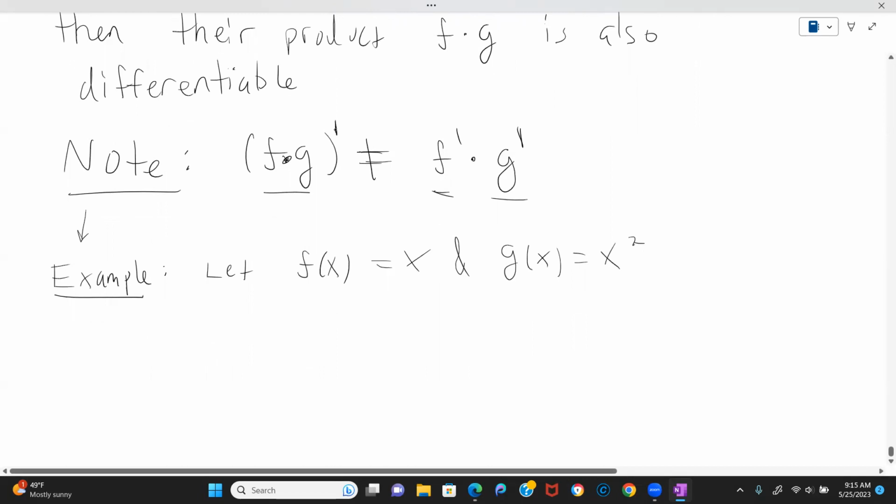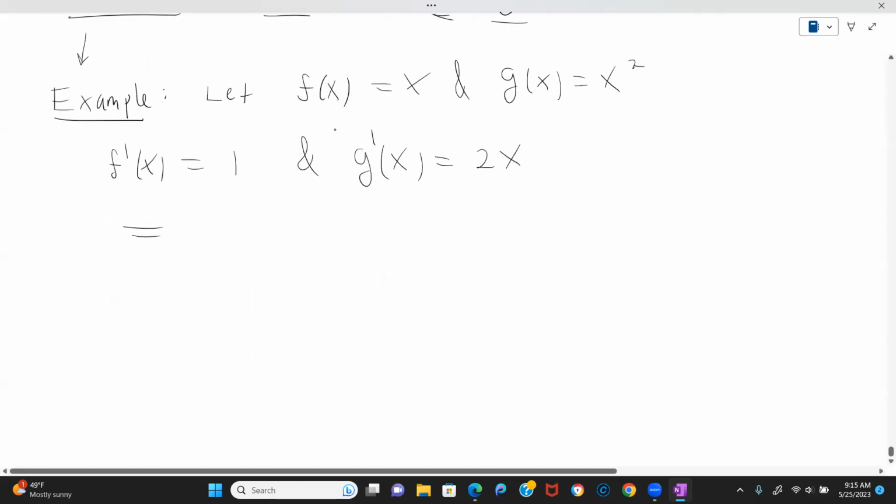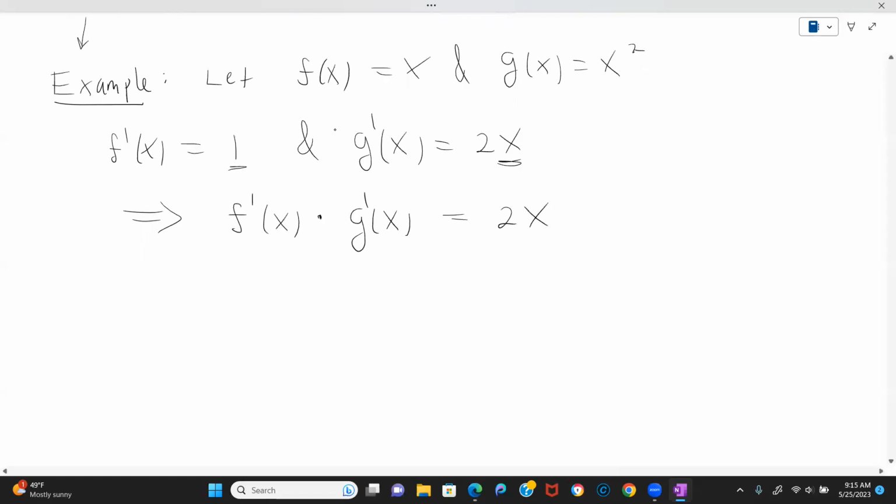So first of all, let's compute the individual derivatives. f prime of x is going to be 1 by the power rule, and g prime of x is going to be 2x by the power rule. So that implies that the product of the derivatives is going to be equal to just 2x. It's going to be 1 times 2x, so it's going to be 2x.